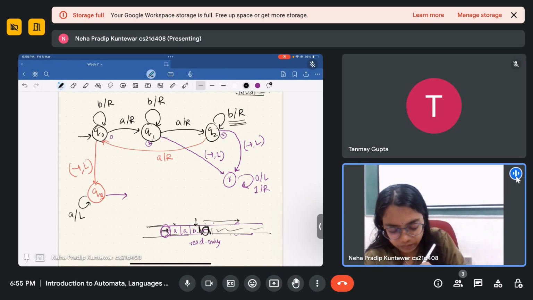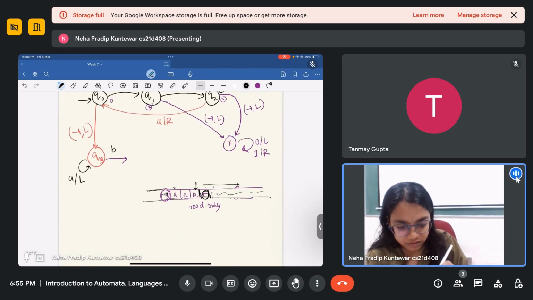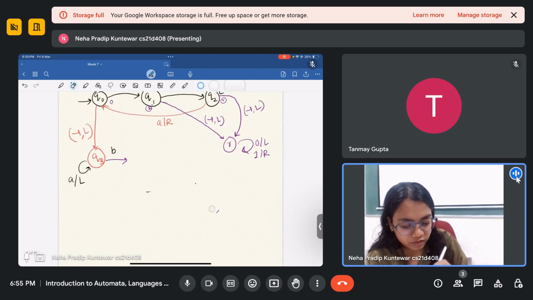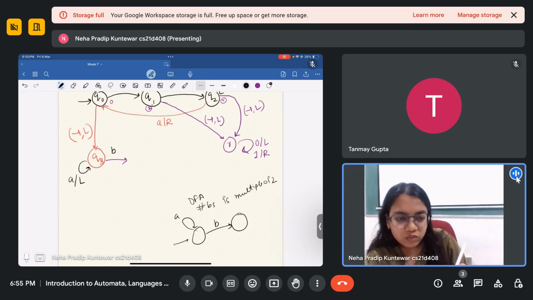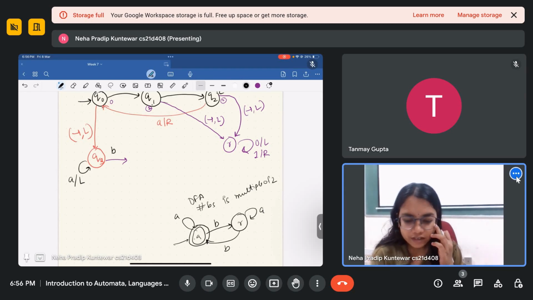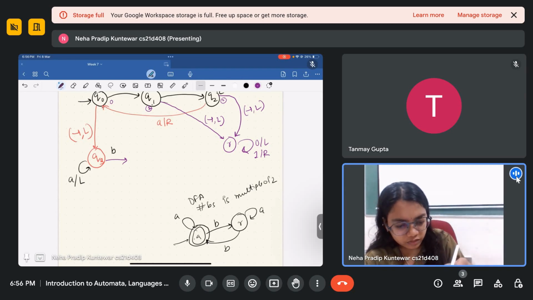And if you see a B, just think of this again as drawing for checking whether the number of B's is a multiple of 2. For a DFA, you ignore the A's. If you see a B, you go to a new state. Again, ignore the A's. If you see a B, you come back to the previous state. Because this is a multiple of 2, you accept on this and reject on this. Exactly the same thing we will do here.